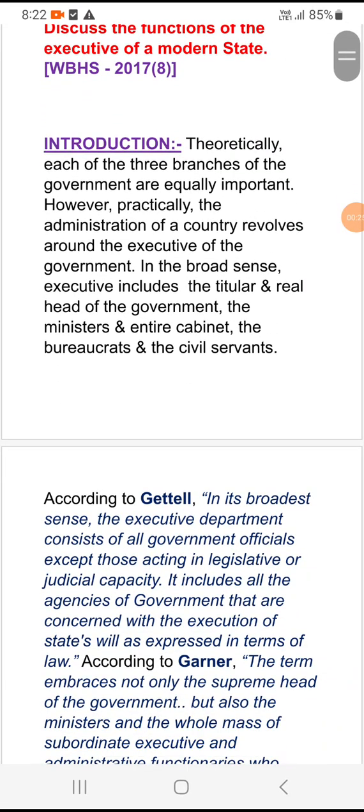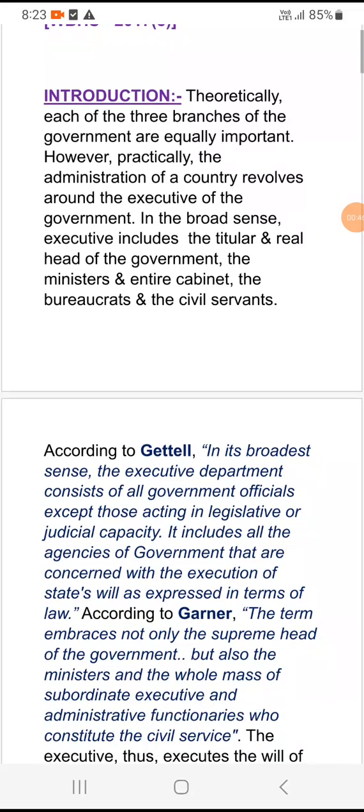Introduction. Theoretically, each of the three branches of the government is equally important. However, practically, the administration of a country revolves around the executive of the government. In the broad sense, the executive includes the titular and the real head of the government, the ministers and entire cabinet, the bureaucrats and civil servants.